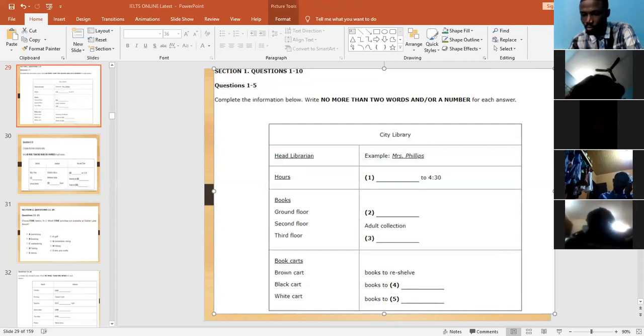Section 1. You will hear a woman and a man talking about their work at a library. First, you have some time to look at questions 1 to 5.